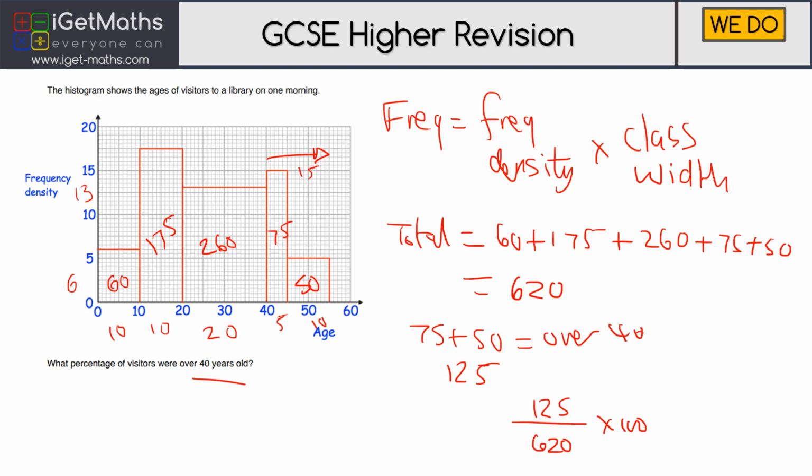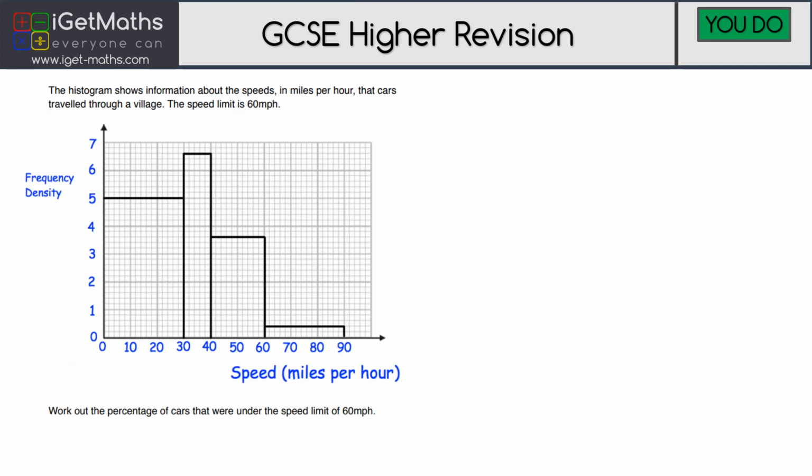So 125 divided by 620 times that by 100 gives us a percentage of 20.16, rounded to 20.2, so 20.2%, and you're done. Okay, pause the video and have a go at your question.